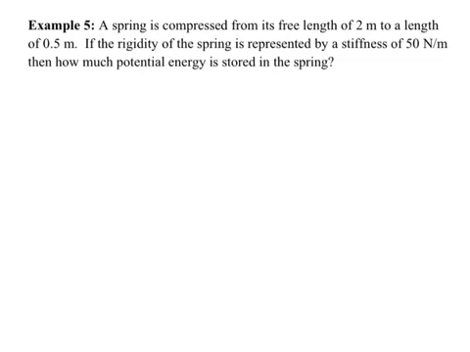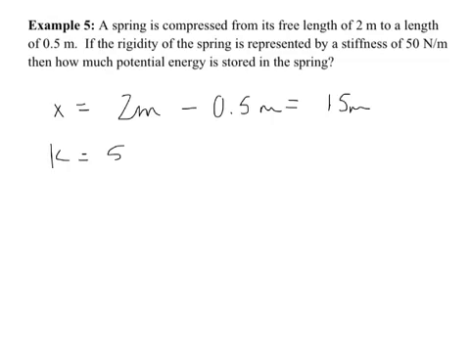So let's write down our givens. The free length is 2 meters, the compressed length is 0.5 meters, so x is simply 1.5 meters. That's the amount that the spring has been compressed, 1.5 meters. The spring rigidity, or the stiffness, is 50 newtons per meter. We are trying to find the potential energy, so we can just simply plug in. This is a pretty simple example.